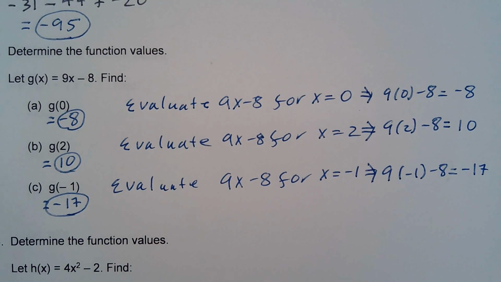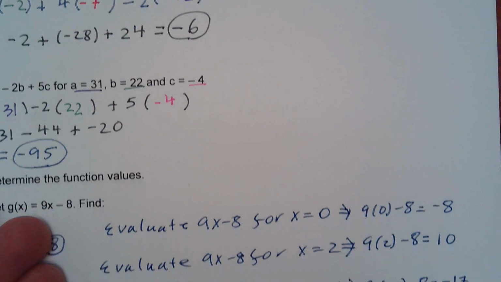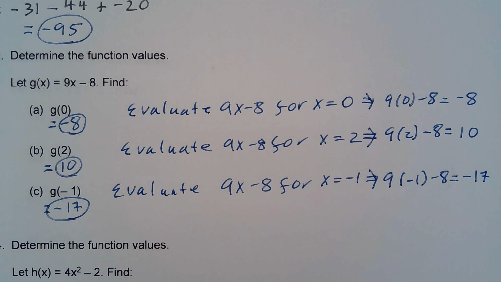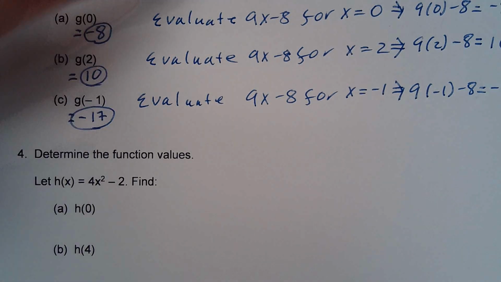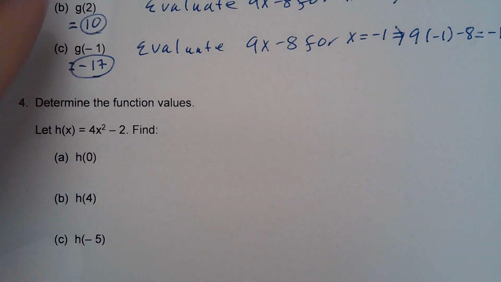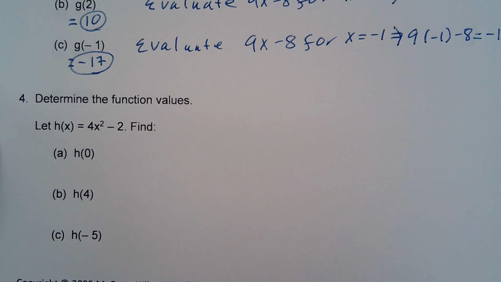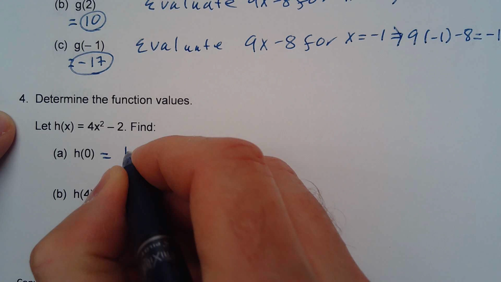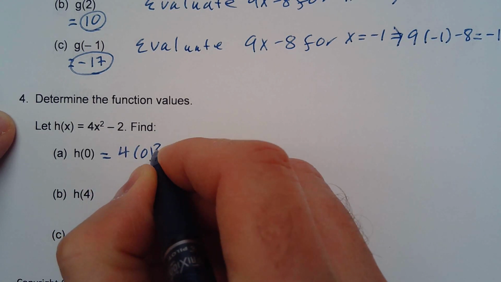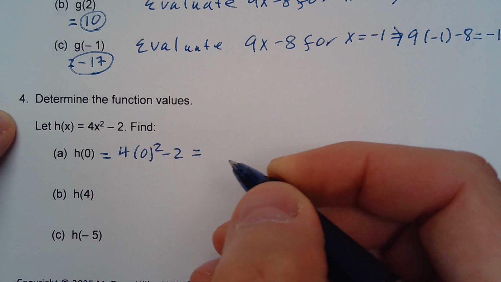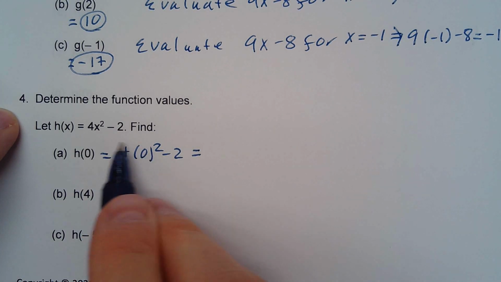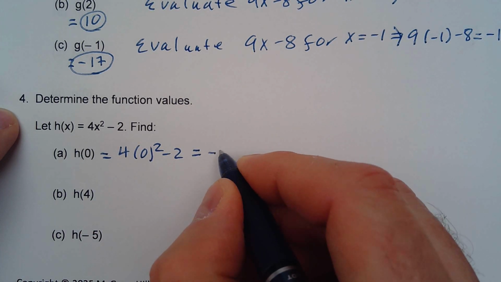So it means the same thing as these problems up here, it's just the notation's different. So down here, we're going to let h of x equals 4x squared minus 2, find h of 0, find h of 4, and find h of -5. So we're just going to plug in. So first I'm going to plug in x equals 0. Well, that'd be 0, subtract 2 is a -2.